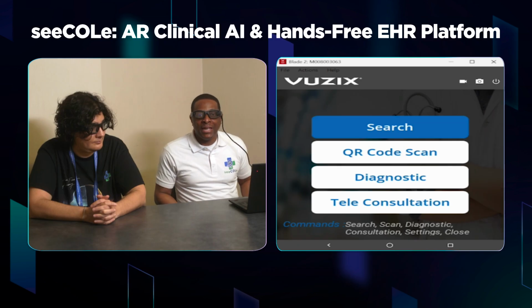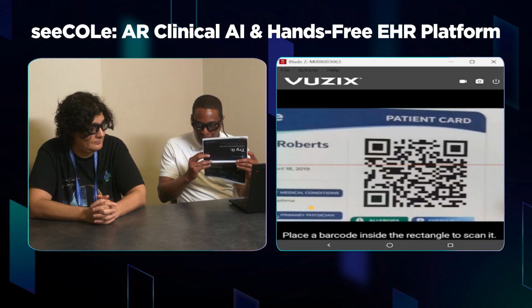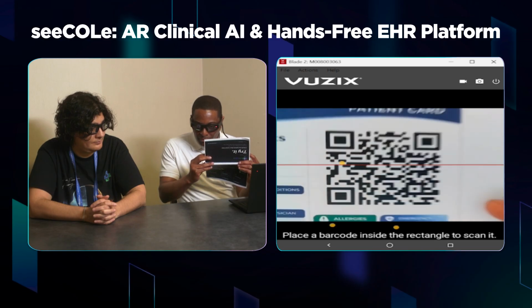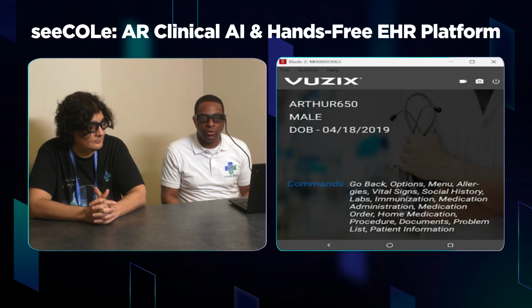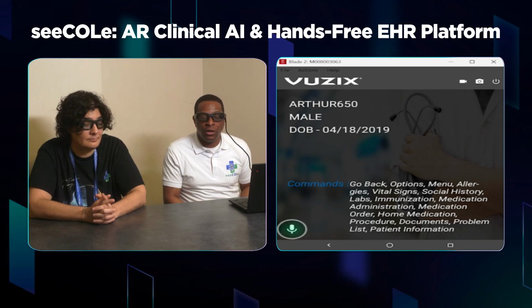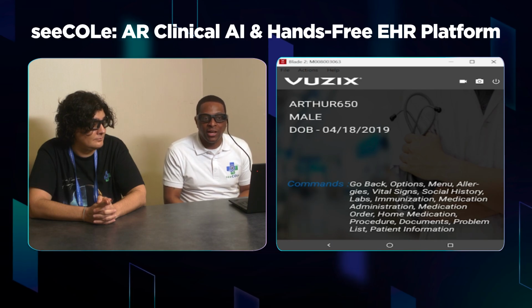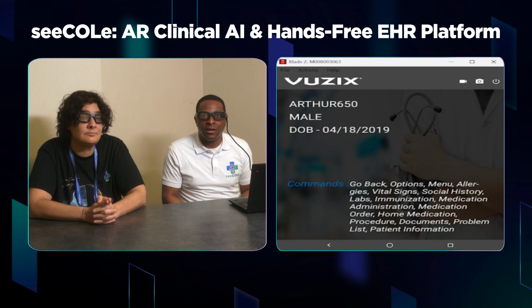So let me start this demonstration. Now I'm going to scan the patient's armband. Once I hear that tone, I know that I made a connection into the medical record. On the upper left-hand corner, you can see the patient's name, date of birth, and their sex. If I wanted to see other aspects of the record, all I would need to say is simply vital signs. And within seconds, now you can see that I'm accessing that information.